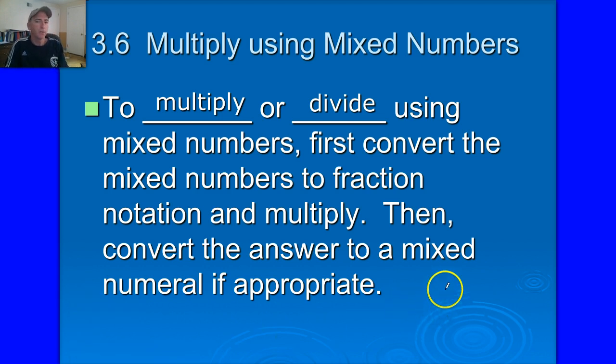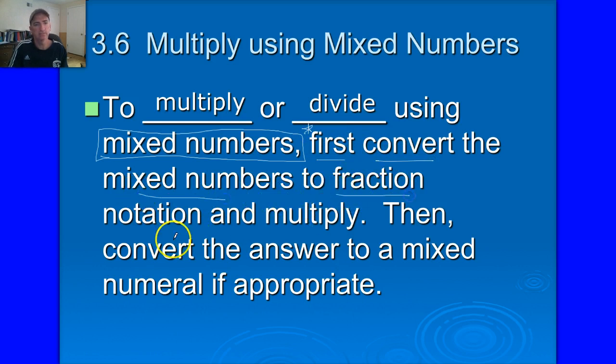To multiply or divide with mixed numbers. So we're talking about multiplication or division with mixed numbers. There's really only one way to do that. It's right here: first convert the mixed numbers to fractions and then multiply or divide appropriately. Then, when appropriate, change your answer to a mixed number if necessary. So let's just do a couple of multiplication questions here, and we'll call it good for this video. Then we'll pick up the next one with division.